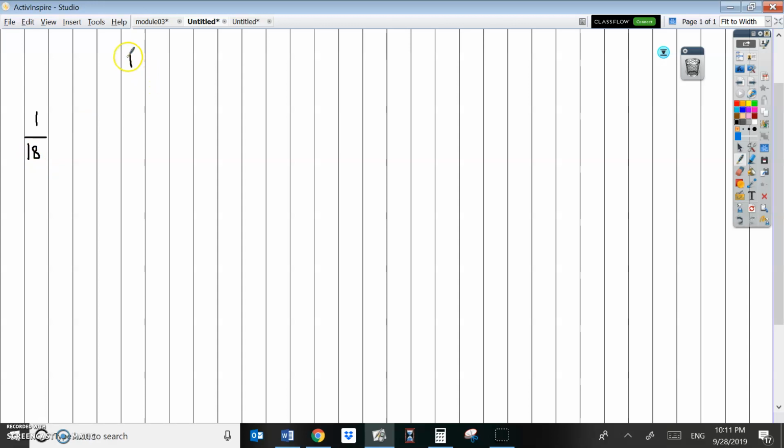Remember the steps? Divide, multiply, subtract, bring down. Divide the top by the bottom. Alright, 1 divided by 18. Put in a 0. 18 won't go into 1, so put a 0 there. 18 won't go into 10, so put a 0 there. 18 will go into 100. Remember, 18 is close to 20. 20 times 5 is 100, so let's try 5 here. And now do 18 times 5.